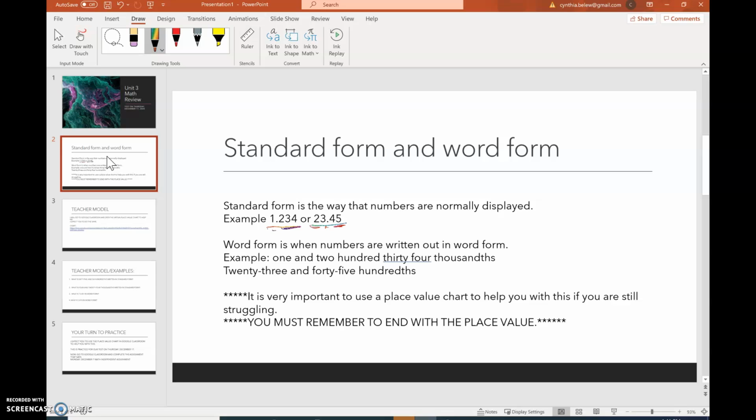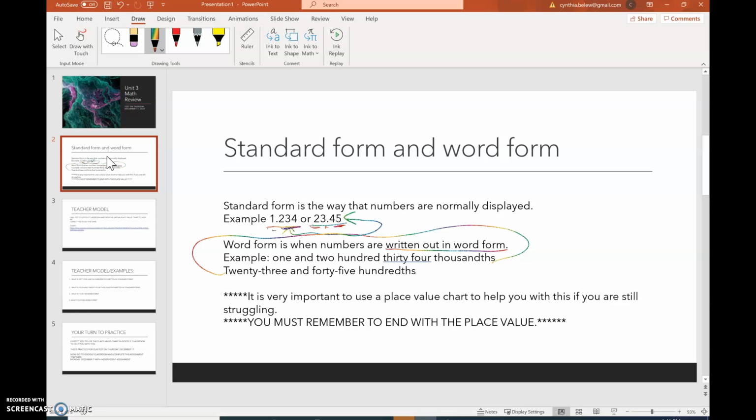Word form is when numbers are written out in word form. Pretty simple, right? An example is 1 and 234 thousandths. That goes with that one. And 23 and 45 hundredths. And that is that decimal.